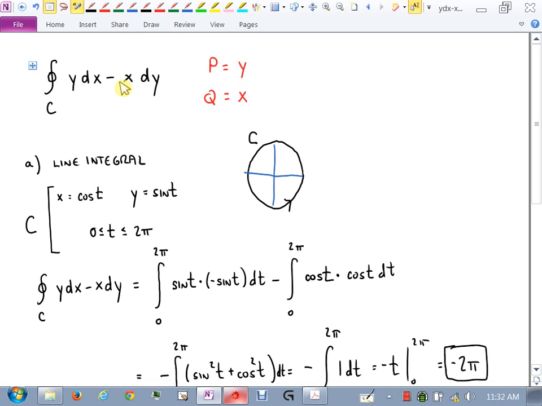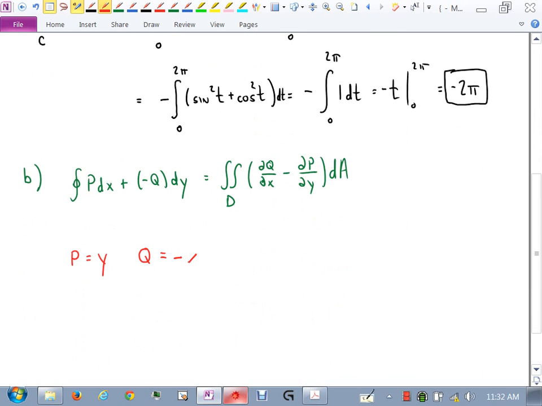And what was Q? We need to be a little careful with this, because remember, for Green's theorem, we need this to be P dx plus Q dy. So for me, I know I set up here Q is X, but because of the minus sign, it should actually be what? Negative X. Okay. Change it up here and we'll change it down there. Do y'all follow that? All right.